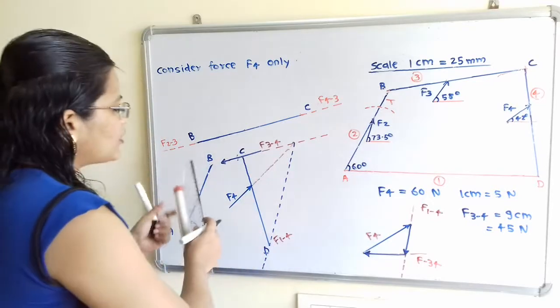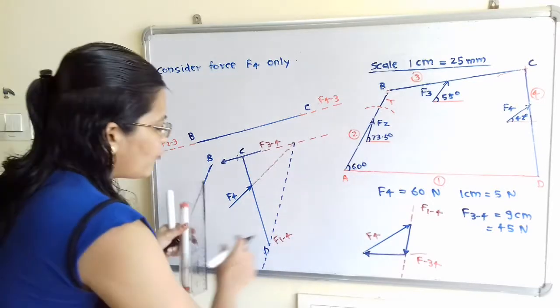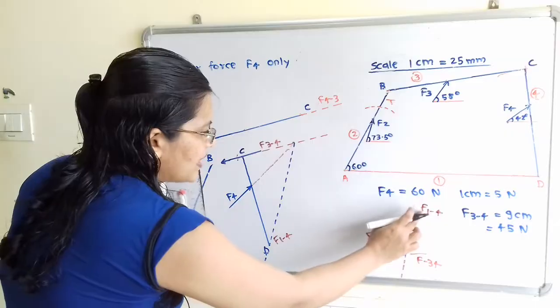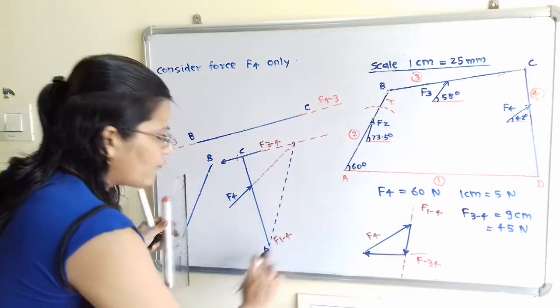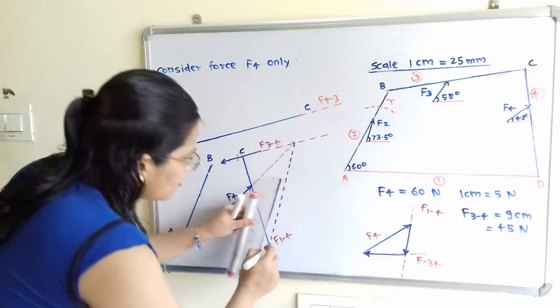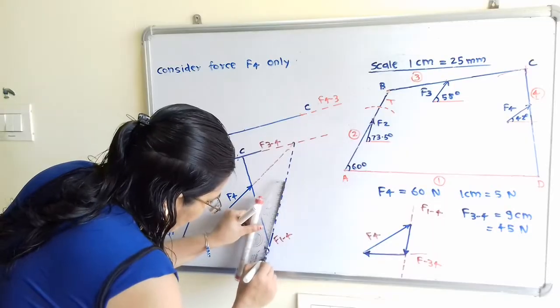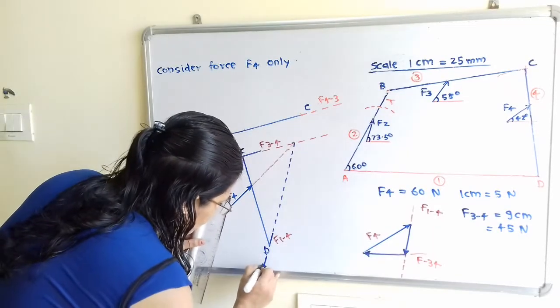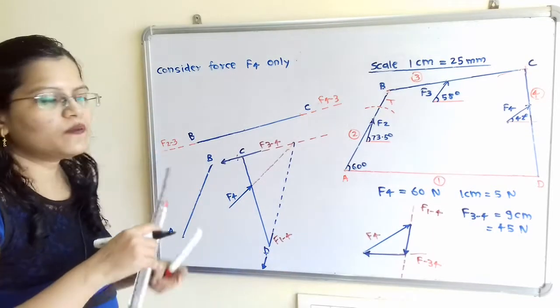Now in the same way we know the direction of force F of 1 to 4. So this is F of 1 to 4 and its direction is downward. So we have to show this direction, that is downward. Now we will move to the next force.